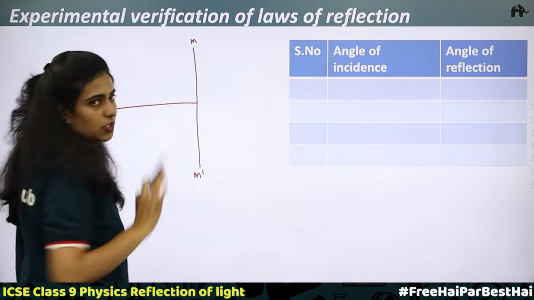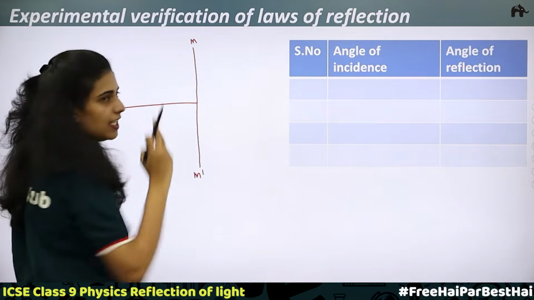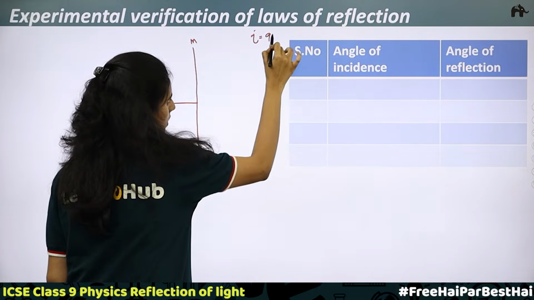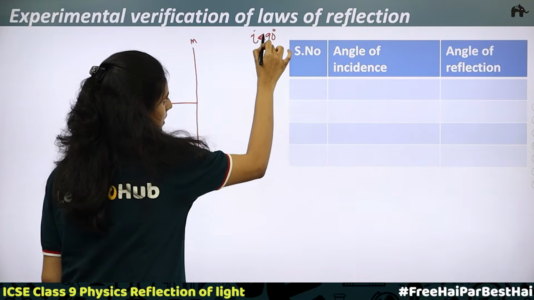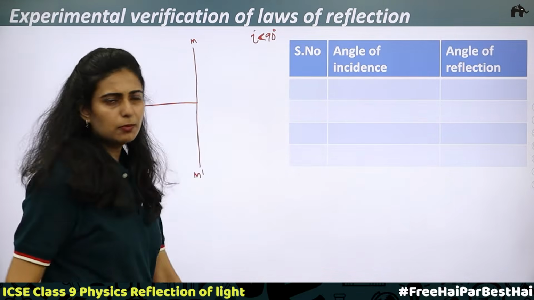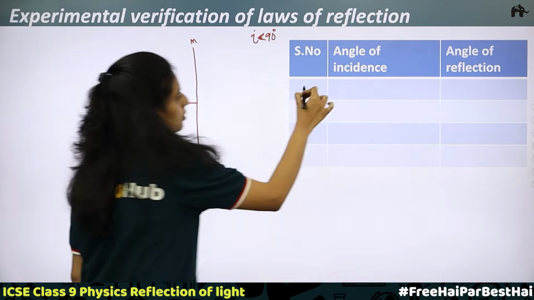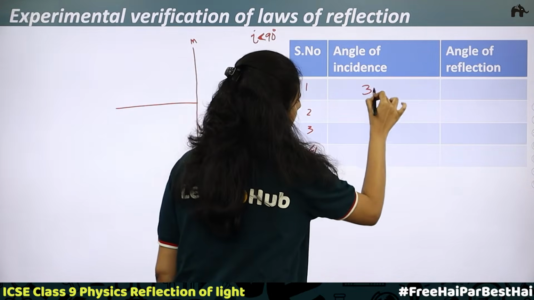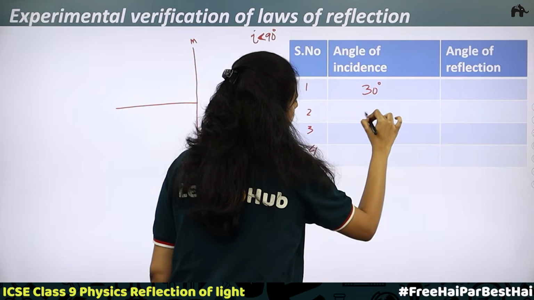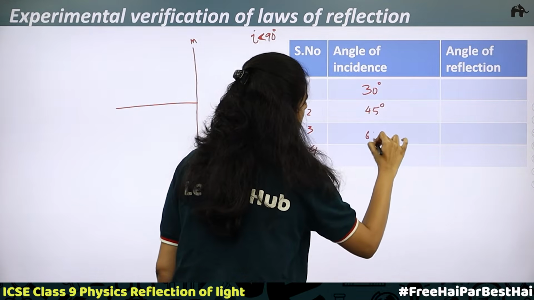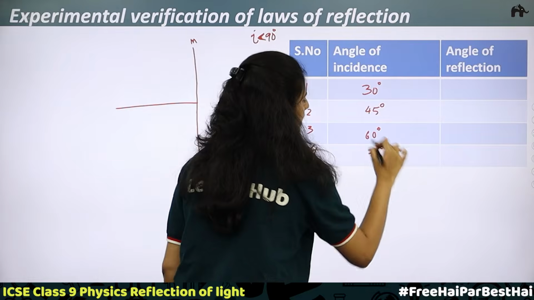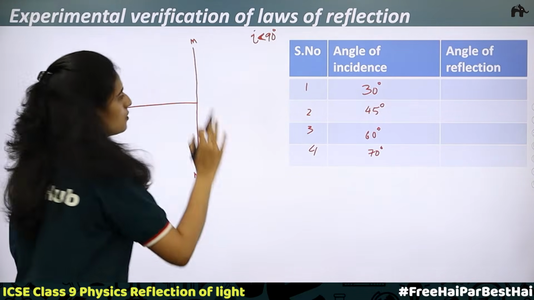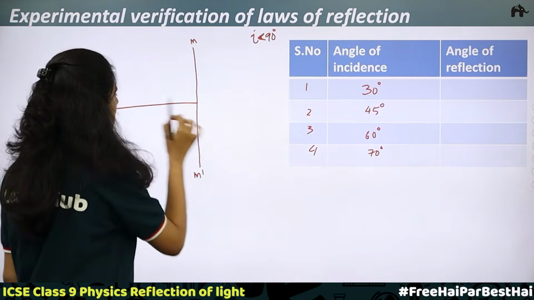Now, what you are going to do is, you will be measuring an angle that is less than 90 degree, which is the angle of incidence. Okay, it should be less than 90 degree. Measure any angle, let i be equal to 1, 2, 3, 4. Let's say we will be taking angles 30 degree, 45 degree, 60 degree, 70 degree. Any angle which is less than 90 degree you can take. So first what you are going to do is measure 30 degree.